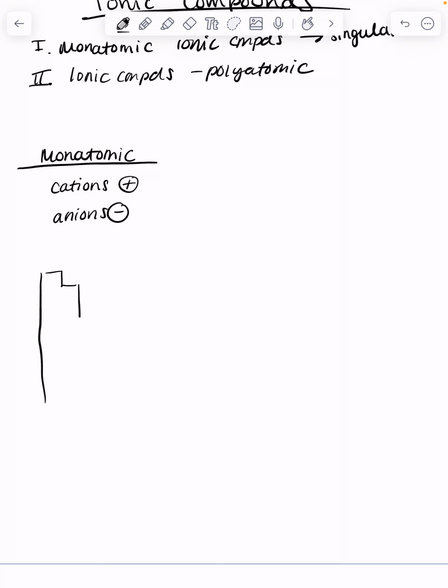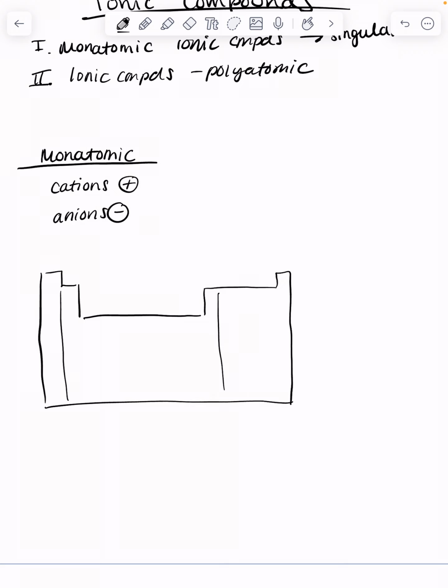So I'm going to draw a quick periodic table here. I'm sorry if this is not up to standards, but whatever, quick drawing. So we are going to learn about oxidation state because that's going to be important in picking out your charges.